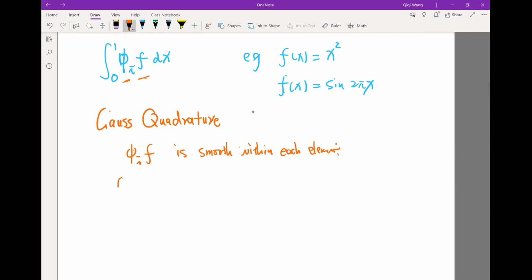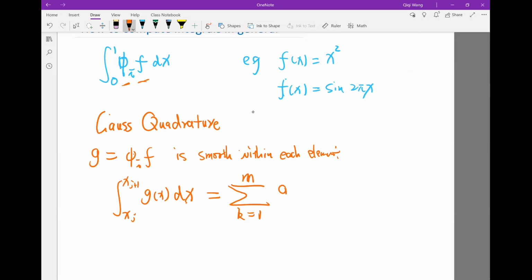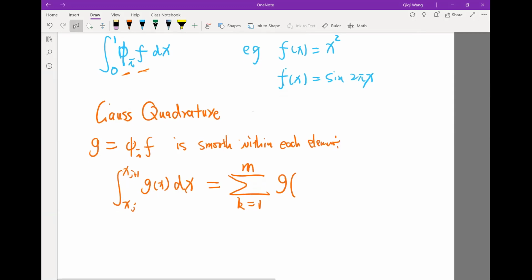If you integrate between any x_j to x_{j+1} of any function, let me just call it g, the Gauss quadrature essentially approximates that as a summation over a bunch of quadrature points, usually called k. k goes from 1 to m, which is the number of quadrature points, of the value of g at the location of the quadrature points. Let me call it c_k.